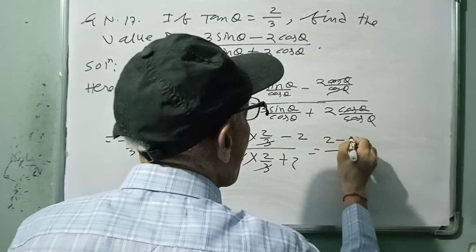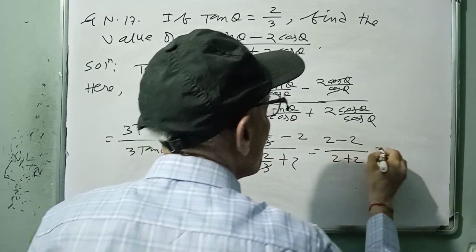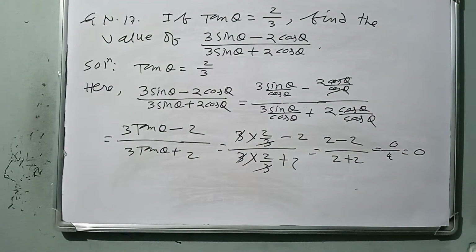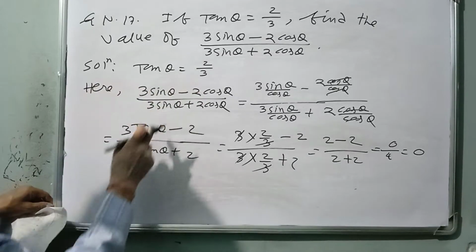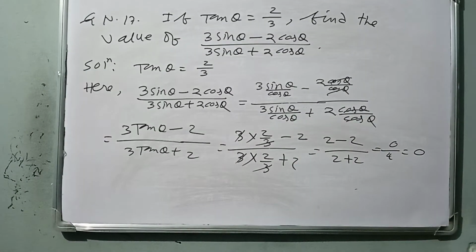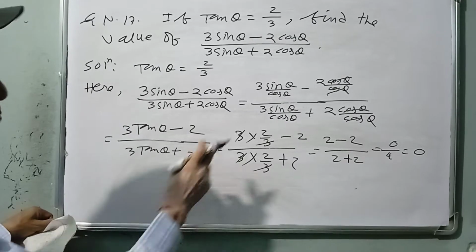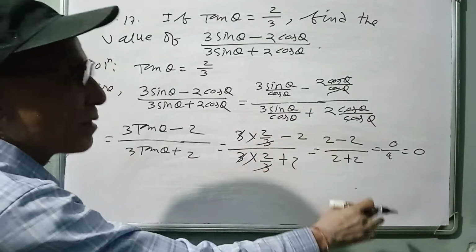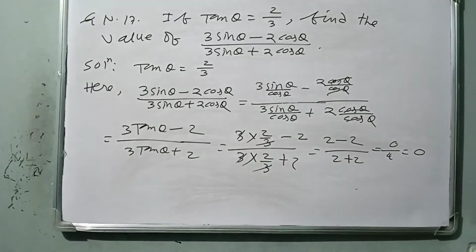What is it? 2 minus 2 upon 2 plus 2, which is 0 by 4 equals 0. But if there is no 3 and 2, there is a certain value, a numerical value. Here, by chance, it is 0. If 0 does not come, take LCM and you can try. Find the numerical value.